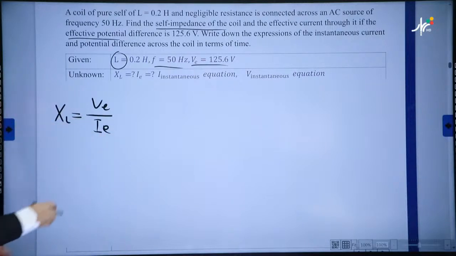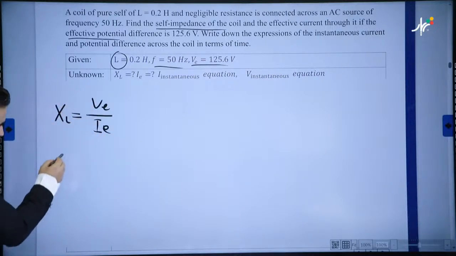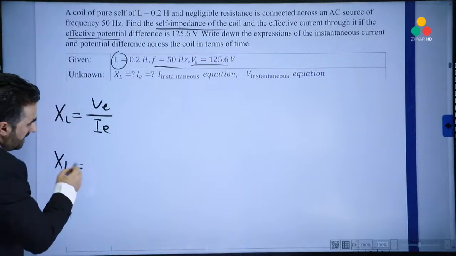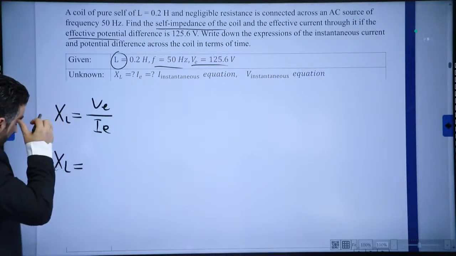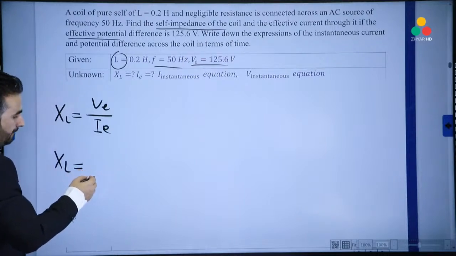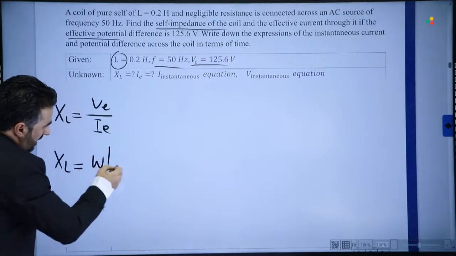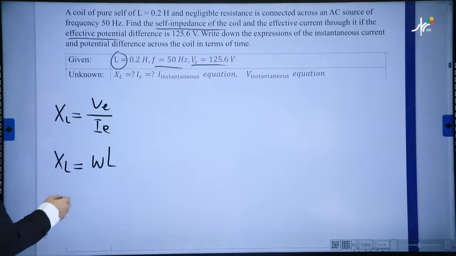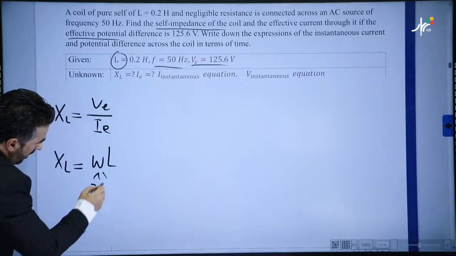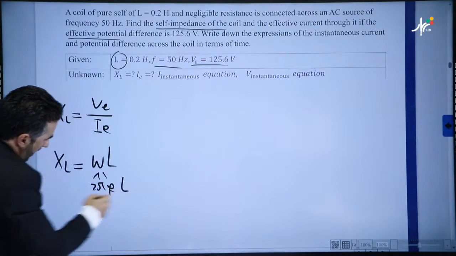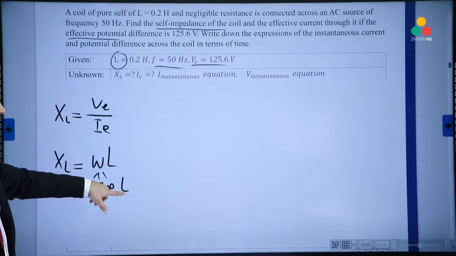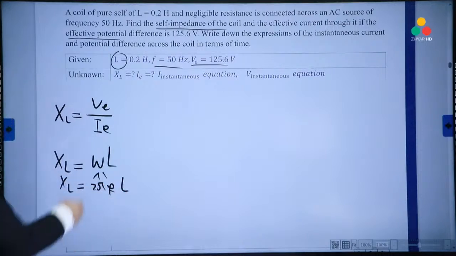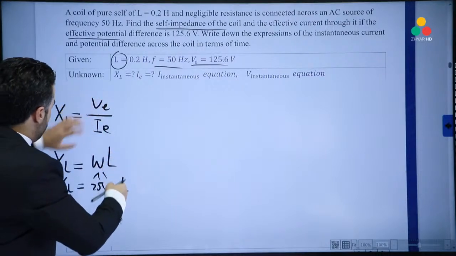If we don't have enough information to do this, of course, there is another way. We can say self-impedance, or inductive impedance, equals to what? Equals to omega times L, correct? And of course, omega equals to 2 pi f, and then multiplied by L. Now I can find the self or inductive impedance. As you can see, I have frequency and I have L, so I can easily find this one. So no need to find it this way here.